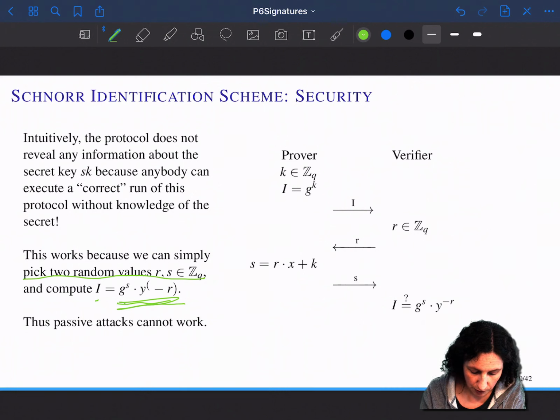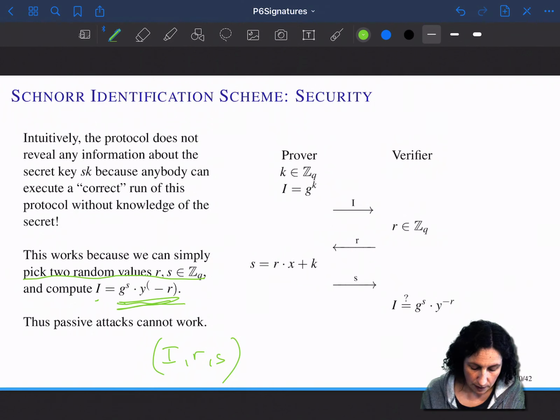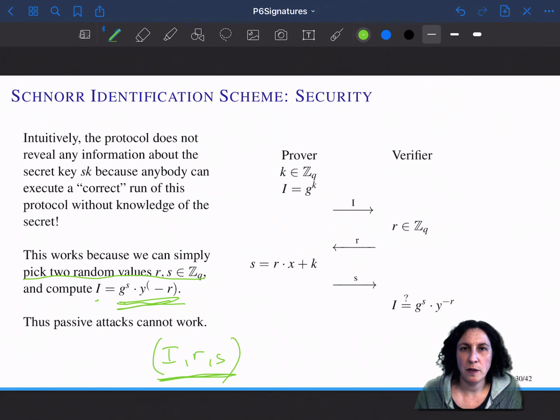So it's possible to have an I and an R and an S that fit exactly the specification of the protocol. And this can be done without any knowledge of the secret key, which implies that this kind of triplet has got no information about the secret key in it. And from that we can conclude that purely passive attacks can't work.